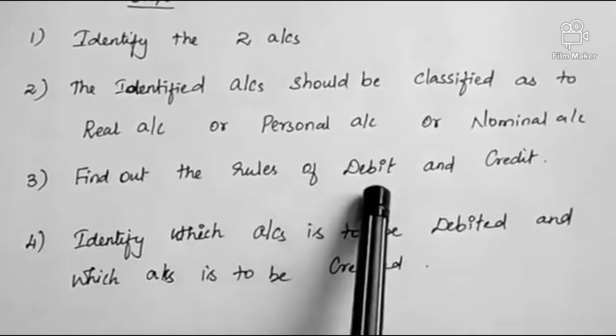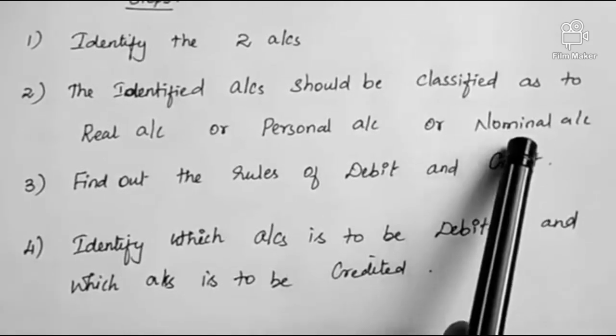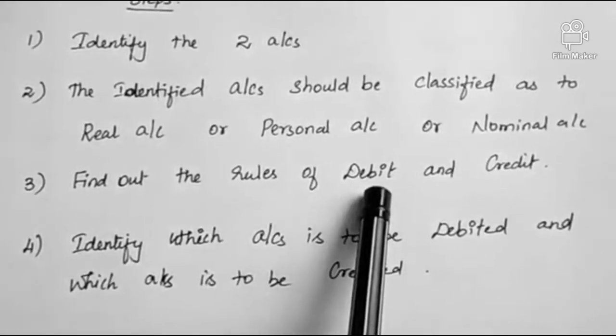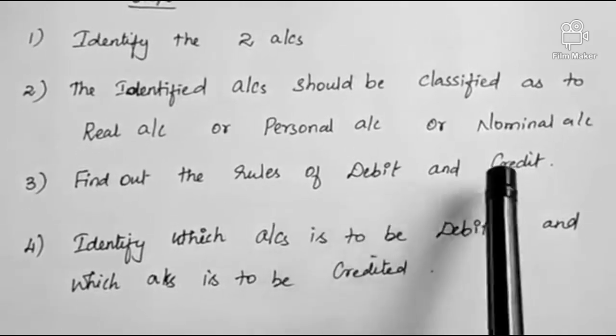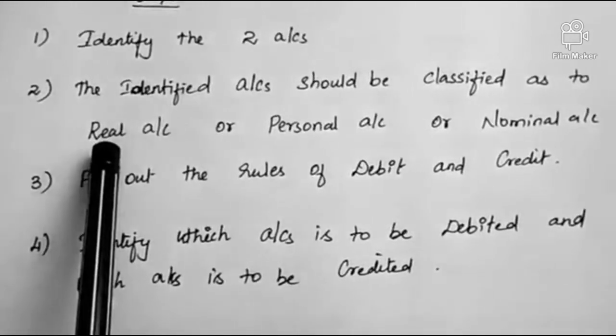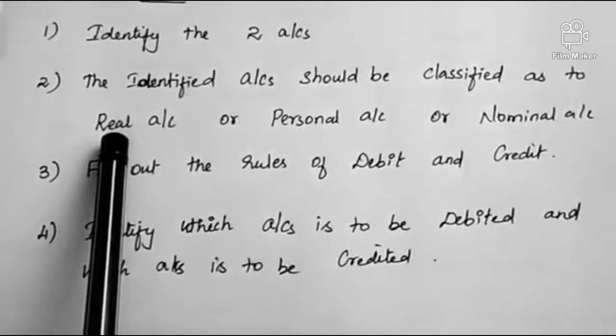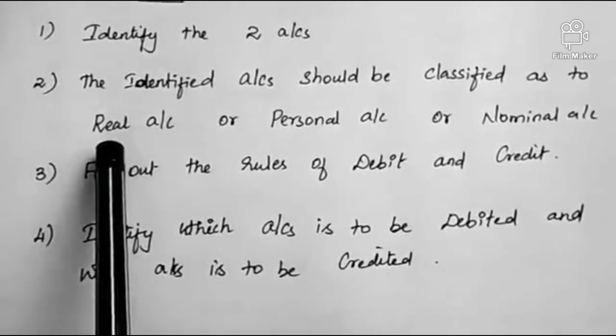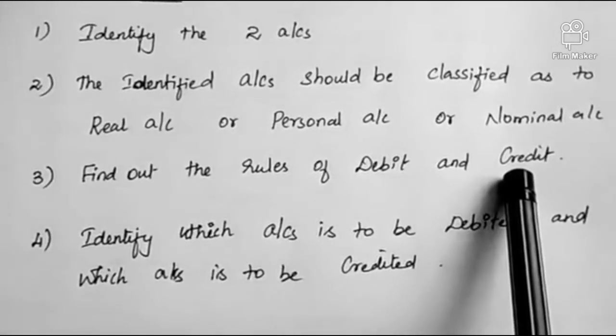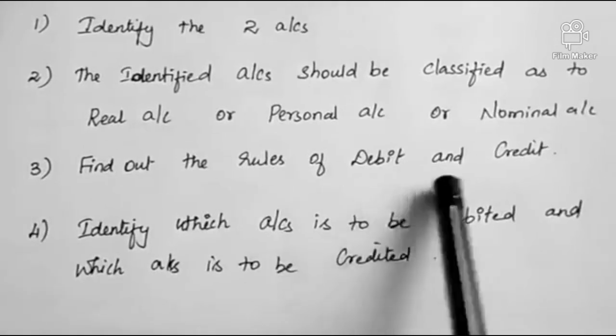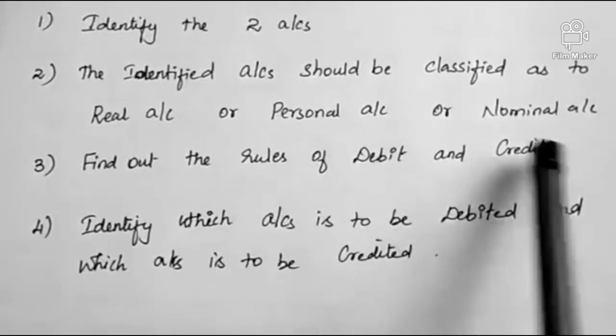Then find the rules of debit and credit. The nominal account rule is debit all expenses, so salary should be debited. And what is the real account rule? Debit what comes in and credit what goes out. So here, when you pay salary, cash goes out, so credit the cash. Find out the rules of debit and credit for each and every account separately.